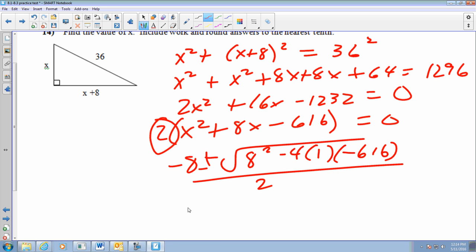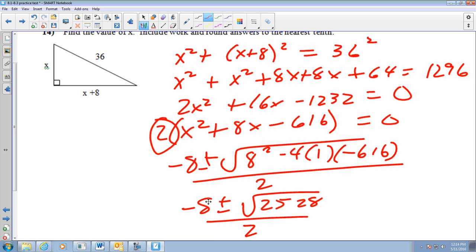And simplifying that down, I get negative 8 plus or minus the square root of 28 all over 2. And I want the positive root. I only want the positive root because x is a length. And so I put this into my calculator, subtracted 8, divide by 2, and I get 21.1.